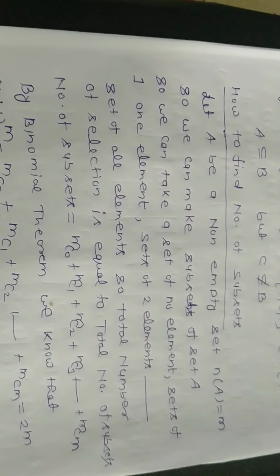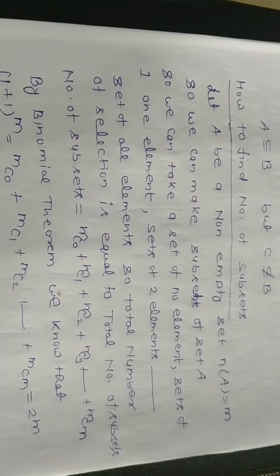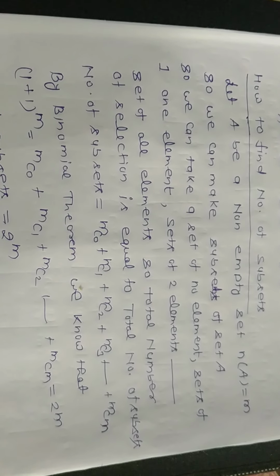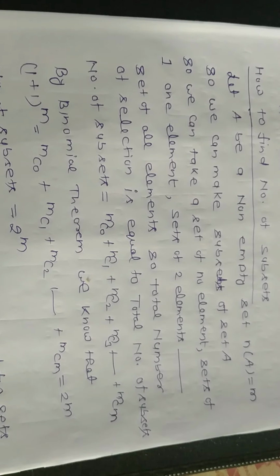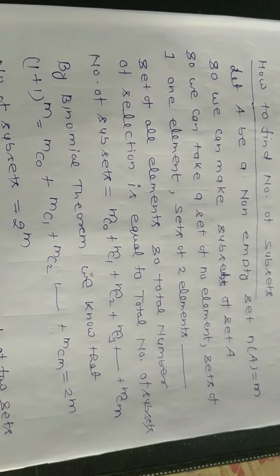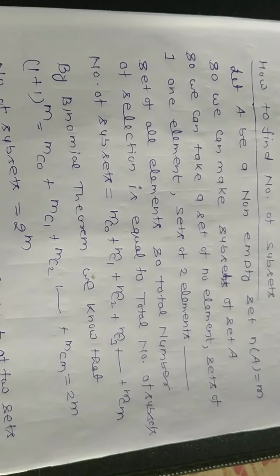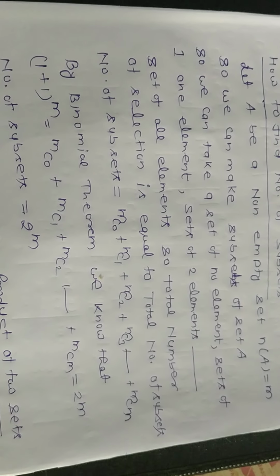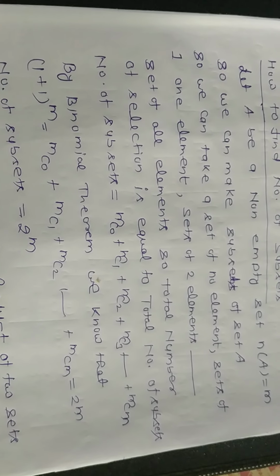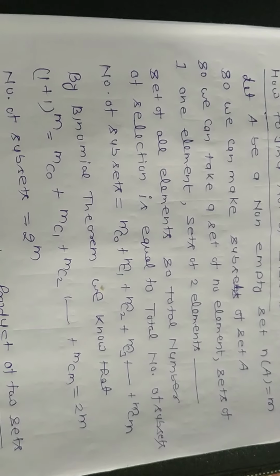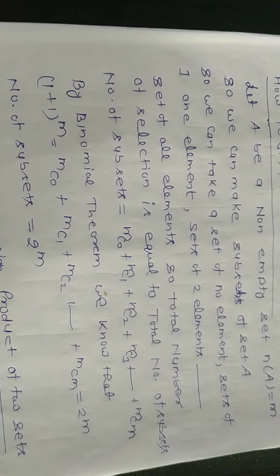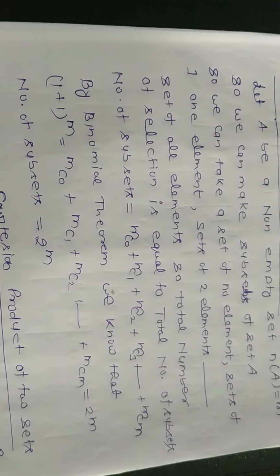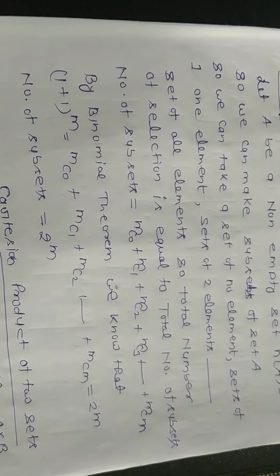How to find the subsets of a set? Maximum student only know the formula, that the number of subsets equal to 2 to the power n, where n is the number of element. So let A be the non-empty set, the number of elements of set A are m, so that we can make subset of set A. So we can take a set of no element, set of 1 element, set of 2 element, and set of all elements, so that the total number of selection is equal to the total number of subsets, which is equal to MC0 plus MC1 plus MC2 plus MC3 and dot dot dot MCN.